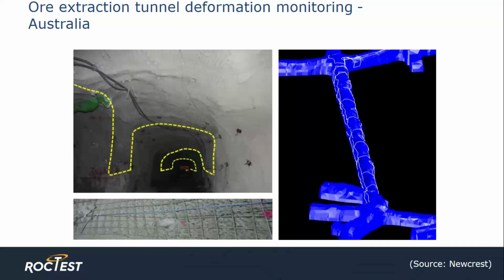The layout of the fiber can be seen as the white lines on the 3D blue tunnel rendering on the right. After installation, the cable was covered by a shotcrete liner.